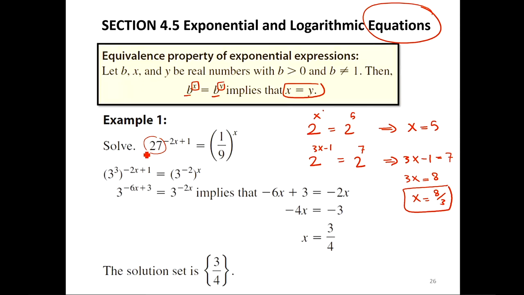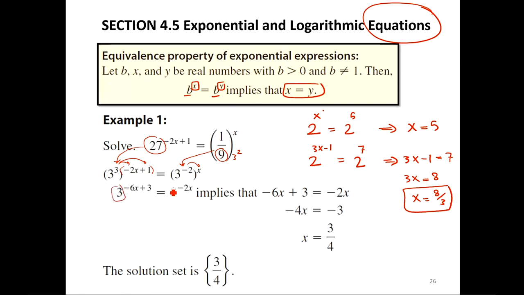Okay, so 27 convert it to 3 to the power 3, and 1 over 9 convert to 3 to the power negative 2, because the 9 is 3 squared, and move 3 squared to the numerator, so we have a negative exponent, 3 to the power negative 2. Okay, power of a product, multiply the powers, so we have 3 multiply (minus 2) minus 6, 3 multiply 1 is 3, and minus 2 multiply x is minus 2x.